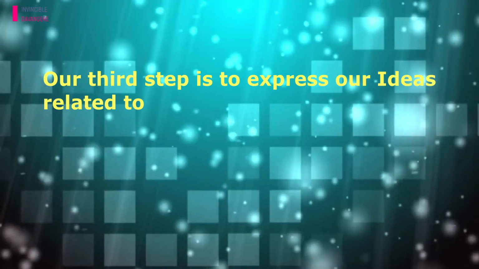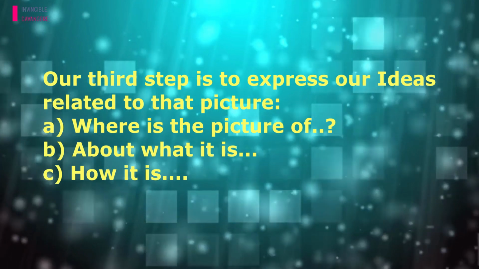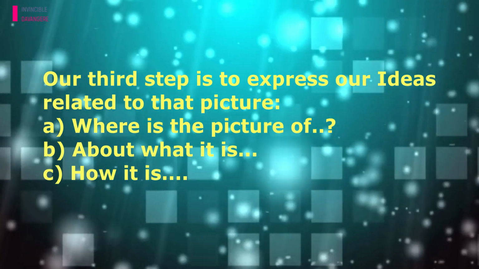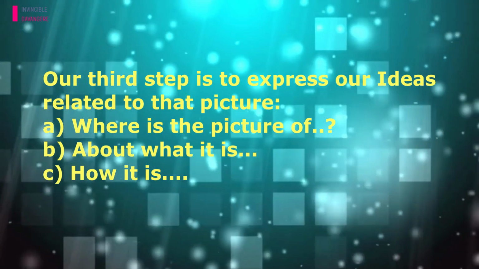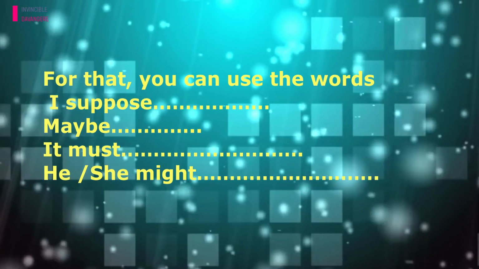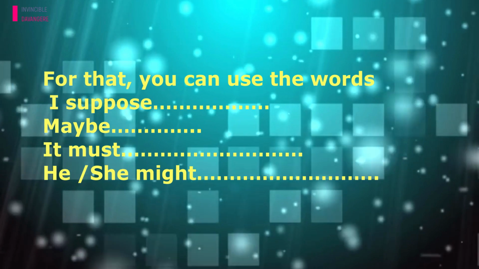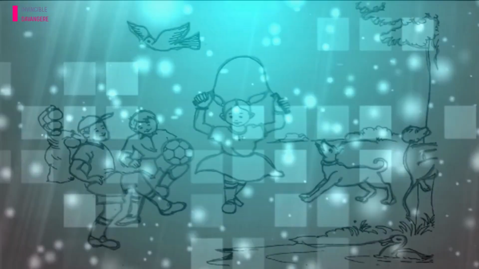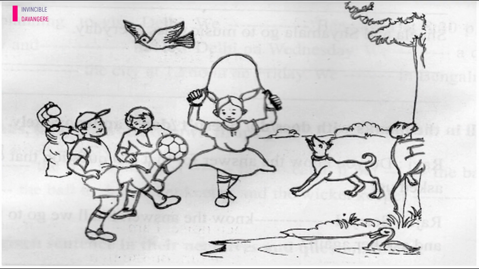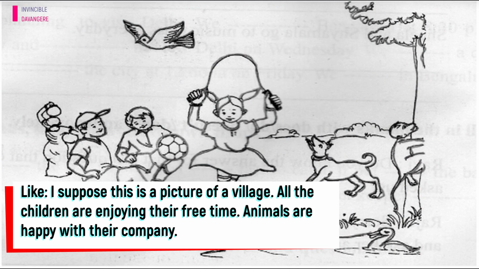Our third step is to express our ideas related to that picture. What is the picture of? What is it about? How is it? For that, you can use the words, I suppose, maybe, it must be, he or she might. Like, I suppose this is a picture of a village. All children are enjoying their free time. Animals are also happy with their company.